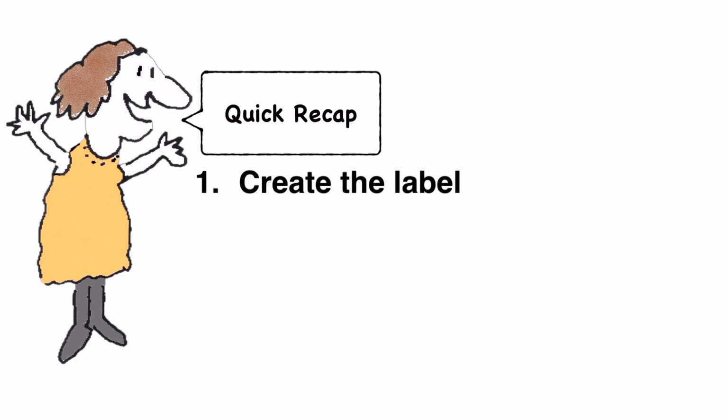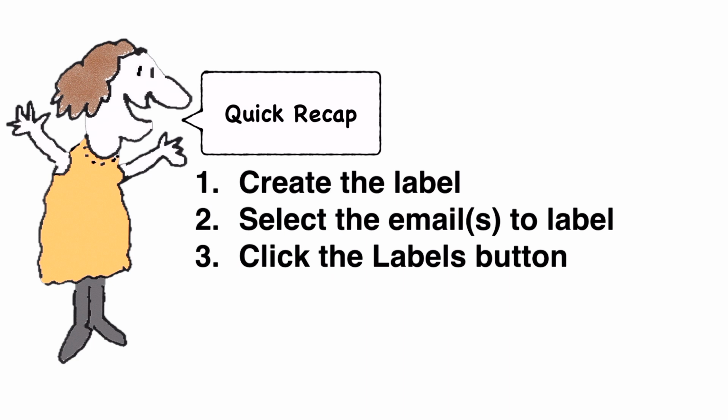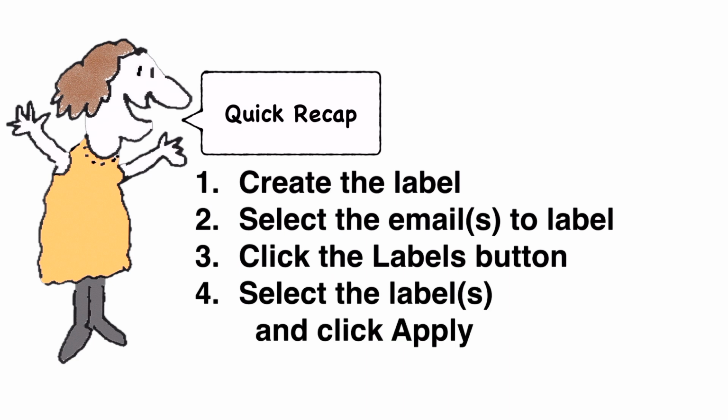So here's a quick recap of the process. Create the label either from the System Labels list on the left or by clicking the Labels button and then Create Label. Select the emails you want to label, click the Labels button, select the labels you want to apply, and then click Apply. It sounds harder than it is, as you saw.